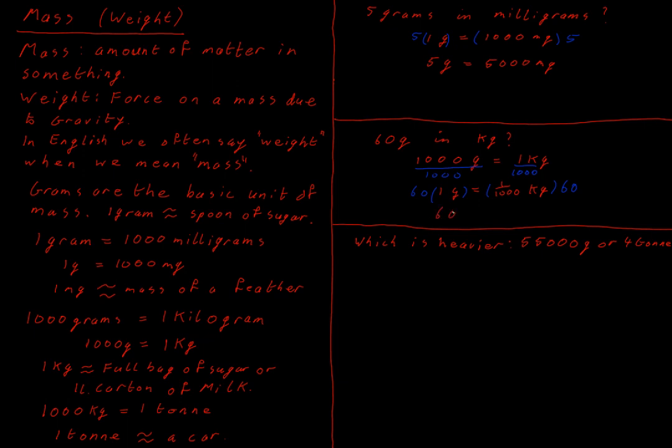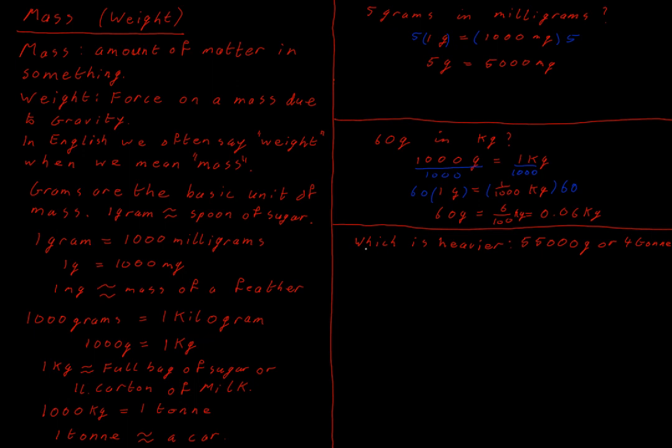So we get 60 grams is equal to 6 over 100, could be one way of writing it, or we could write it as 0.06 kilograms. It's important to keep your units in when you're doing these questions.